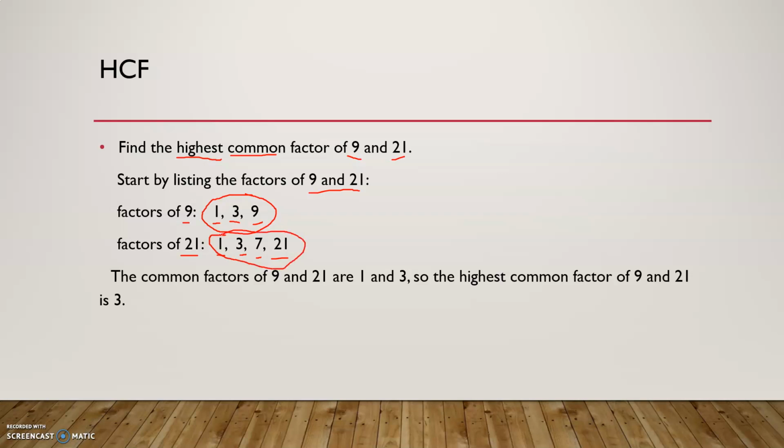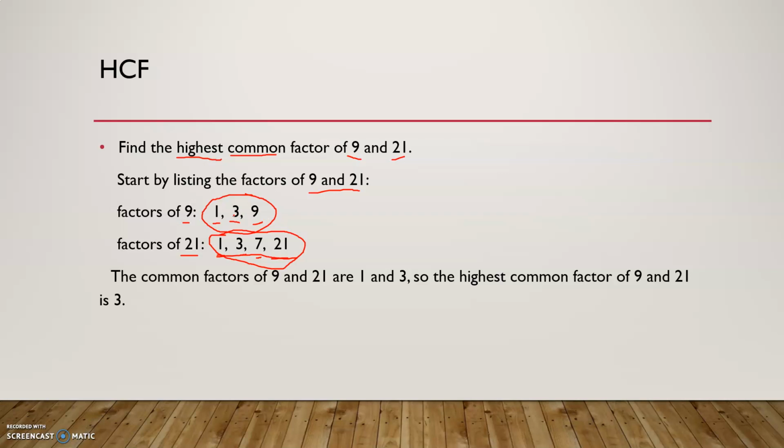Now what we have to look at, as I explained before, the keywords are highest and common between these two numbers. If we look at the highest on this number, the highest is 9. However, 9 is not common, which means there is no 9 on this one. Hence, we can't take 9 as the highest common factor.